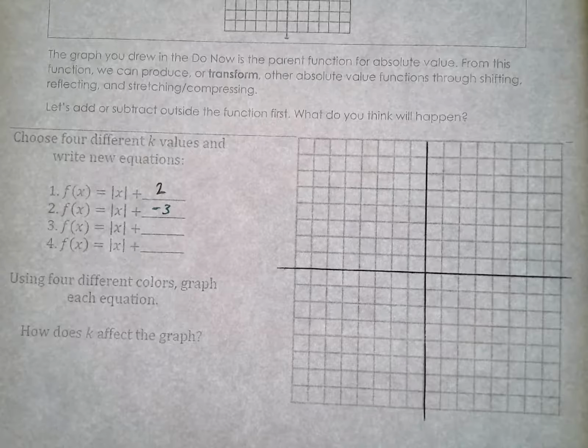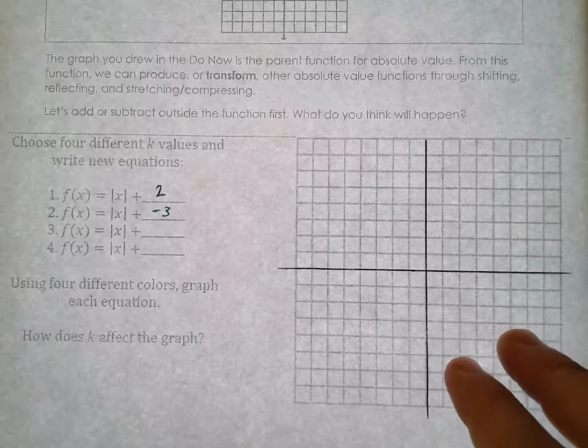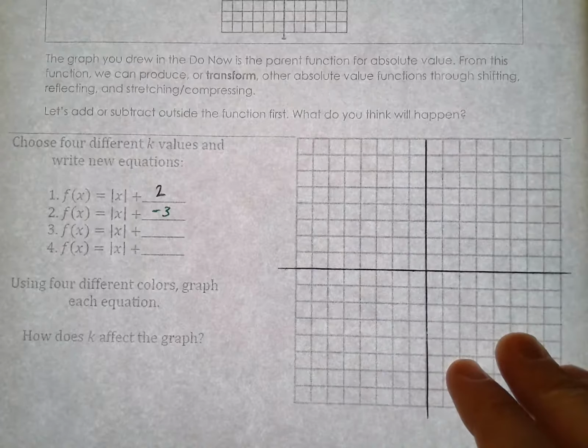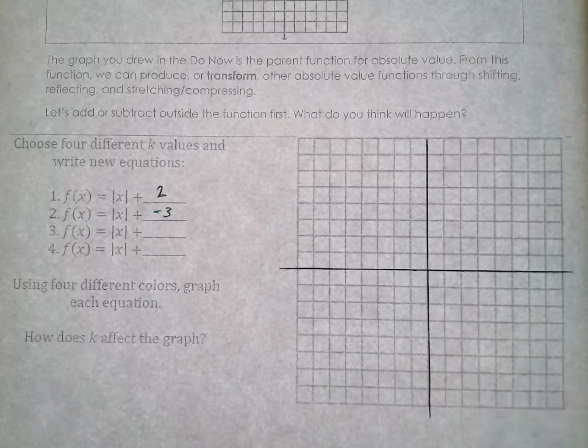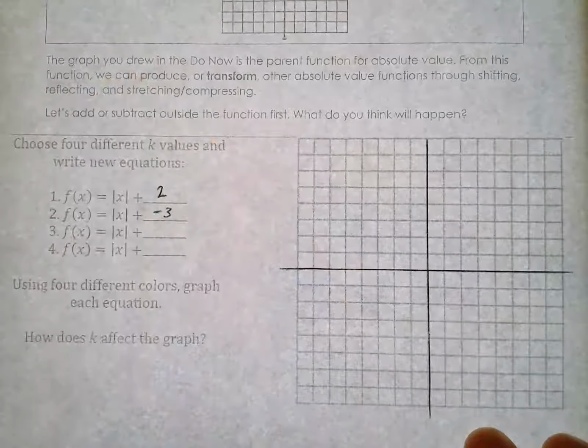So we've got our graph over here. We're going to be doing transformations to our absolute value function. We're going to start by adding or subtracting outside of the function first. And it would probably make sense that it's going to follow our general rules, where if I add on the outside, it's going to move my function up or down.